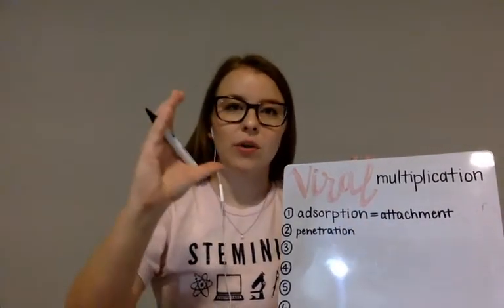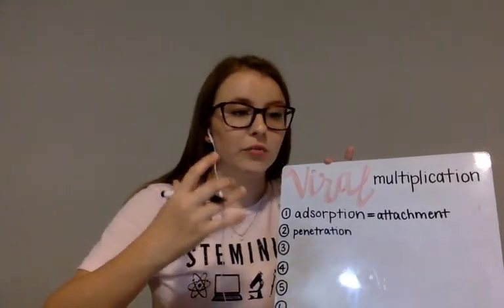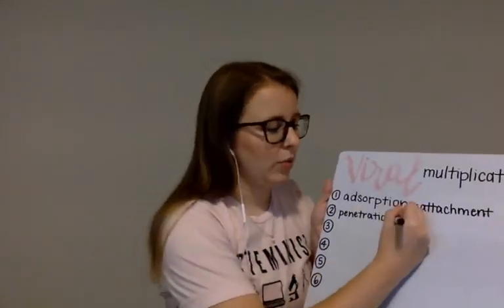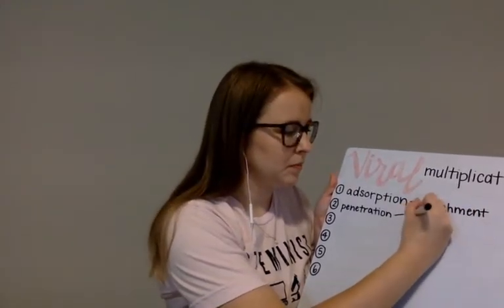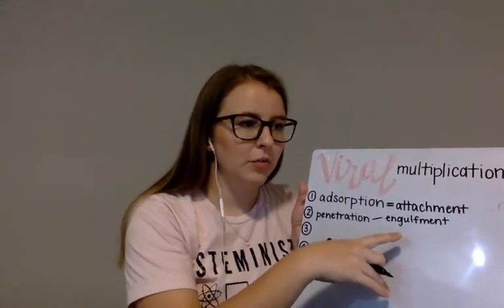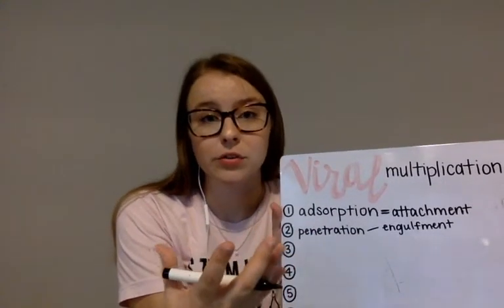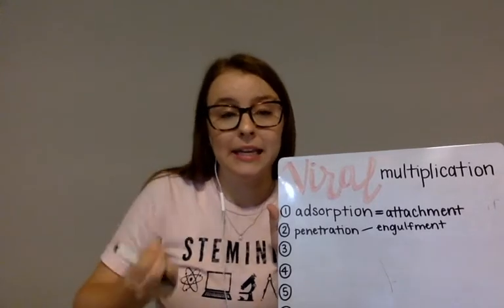So it's going to wrap around and close back up, and it creates a vesicle for your virus to enter the cell. It's going to be in the cytoplasm. And we're going to say that step is called engulfment. This process of engulfment is also called endocytosis. Endocytosis refers to bringing something into the cell. Endo is always going to be inside.